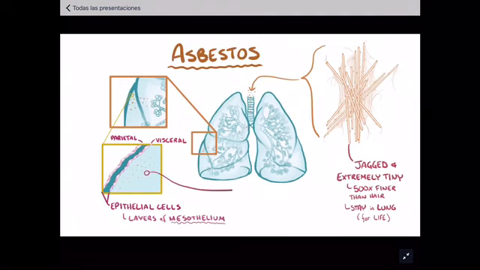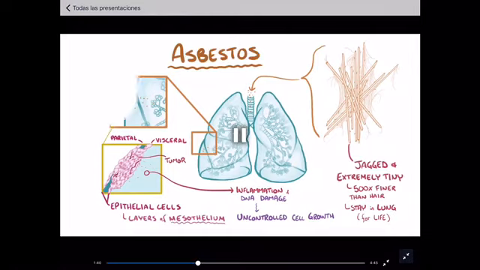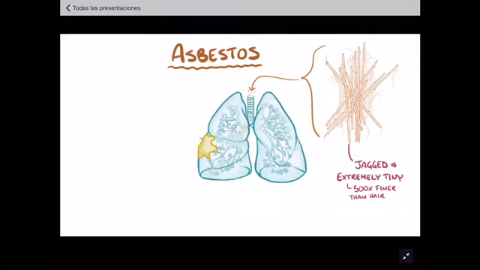The presence of these fibers leads to an inflammatory response and DNA damage. Eventually, mutations can arise that lead to these epithelial cells dividing uncontrollably and turning into a tumor. Over time, small cancerous growths called mesothelial plaques start to cover the visceral pleura over the lungs, as well as the parietal pleura under the chest wall.